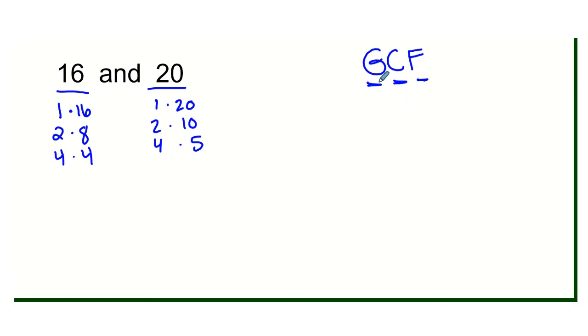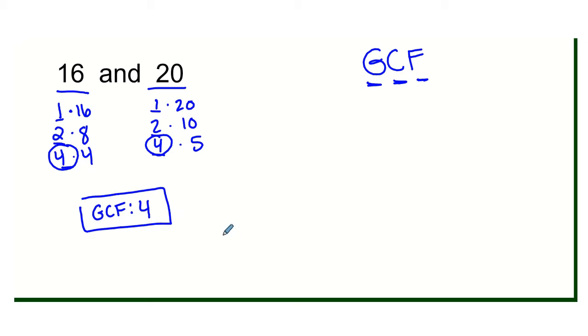When we're trying to find the greatest common factor, we're looking for the biggest number that both of these share. So they both share a 1, they have a 2 in common, they have a 4 in common, and that's it. So out of 1, 2, and 4, which one is the biggest? 4. So for 16 and 20, the greatest common factor is 4.